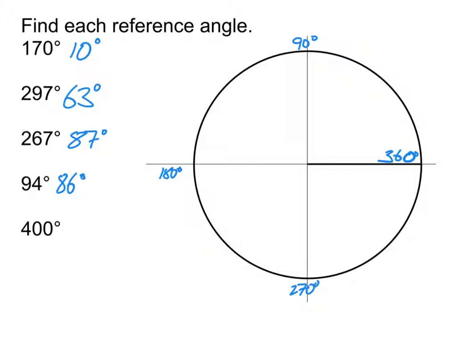And finally, 400. In order to get to 400, we go around the circle one full time, and then we go up an extra 40 degrees. So that means it's up here, and the closest horizontal, since it's in the first quadrant, is this. At that point, having gone around a full time, where I'm calling that 360, not 0. And so 400 minus 360 gives me 40 degrees, and that would be my reference angle there.